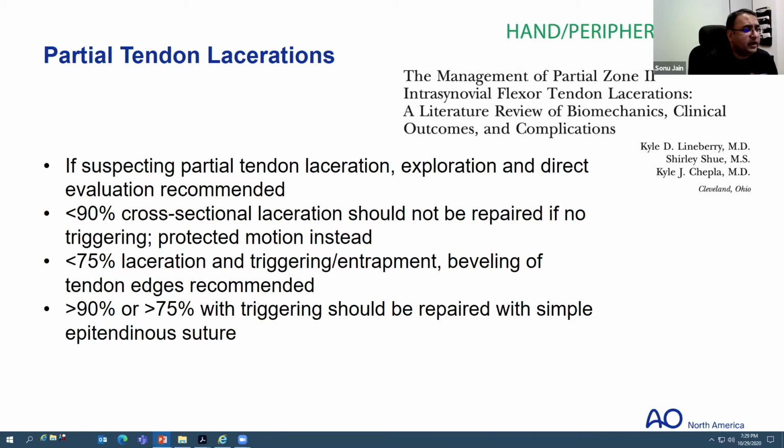And if you had less than 75% of a laceration and you had a triggering component, you could bevel the edges. But if you had greater than 90% laceration or 75% with triggering, then you should repair with a simple epitenon suture. So not the 50% mark, but a little bit higher threshold. Again, just some interesting data that he put forth there.